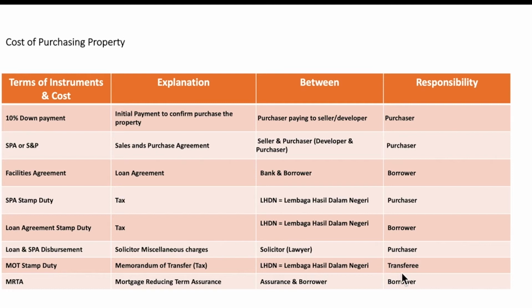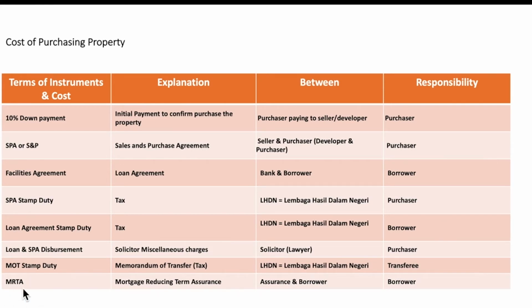And this one, you can see who needs to pay. We call it the transferee. Who receives the title? The purchaser who receives. So it's the transferee. So it's actually the purchaser also. I just use the correct term.